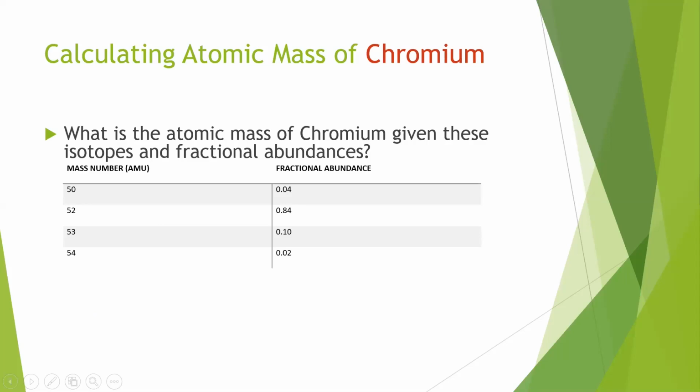And one thing to note is that it skips 51. 51 is not an isotope of chromium. It does 50, 52, 53, and 54.